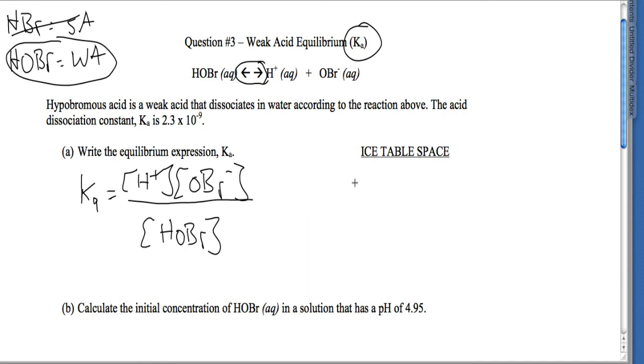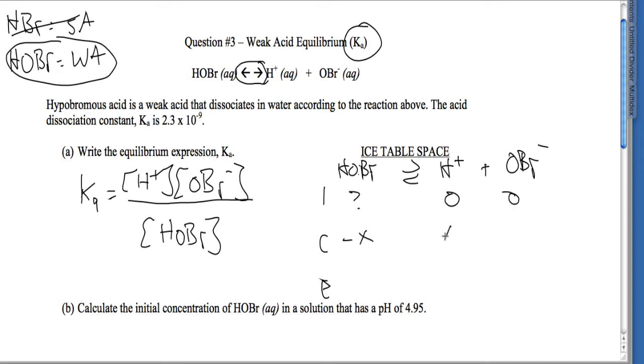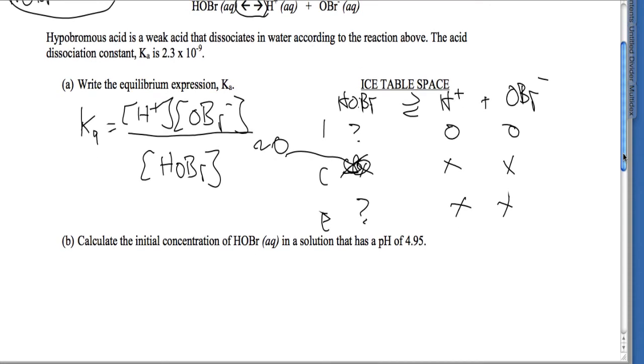Let's do our ice table. We have HOBr. It's aqueous, so it's going to count. H plus ionizing to OBr minus. Question mark, 0, 0, minus X, X, X, question mark, X, X. In an equilibrium problem that is Ka or Kb, we can assume that this is close to 0, so we're not going to count it. So we've got our ice table set up.